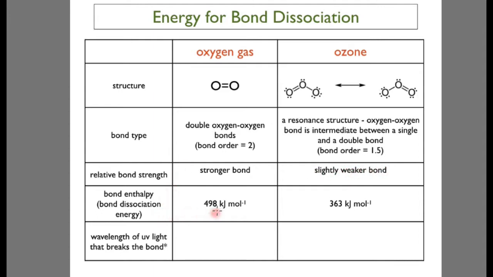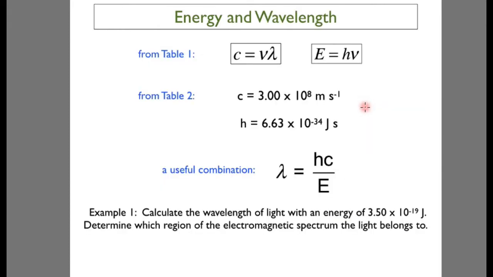So the bond dissociation energy, or bond enthalpy, is 498 kilojoules per mole in oxygen and only 363 kilojoules per mole in ozone. This means that the wavelength of UV light that breaks the bond will be different in both of them. A more energetic but shorter wavelength of 242 nanometers breaks this bond, and the less energetic but longer wavelength of 330 nanometers breaks the bond in ozone.